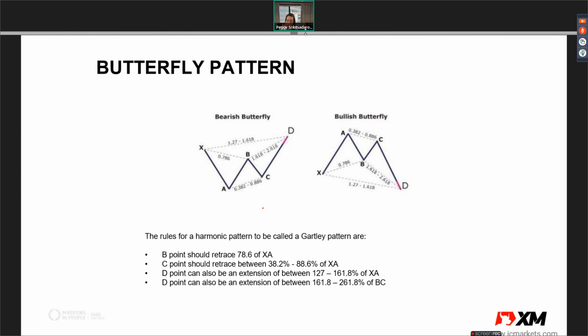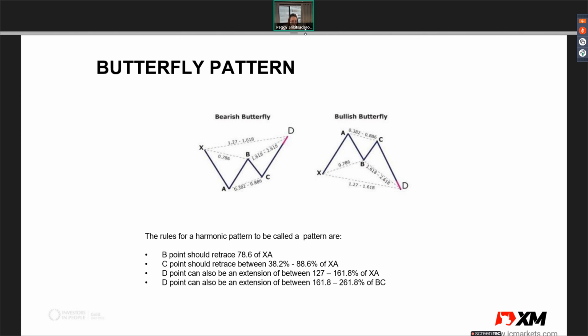What about the butterfly pattern? The butterfly pattern is an extension, right? You remember, extension, because D always goes above the X point. So what is the butterfly?